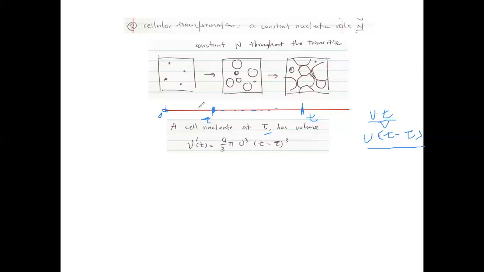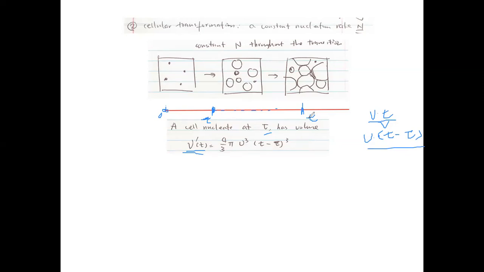Nonetheless, once we realize that, we can always write down the expression for the volume for all the nuclei, or all the particles, that nucleated at this time tau. For that set of particles, the radius is simply given by v times t minus tau. So I just plug it into the volume, and I get this. This is the volume for all the particles that form at tau, if you look at them at time t. Is this clear to everyone?